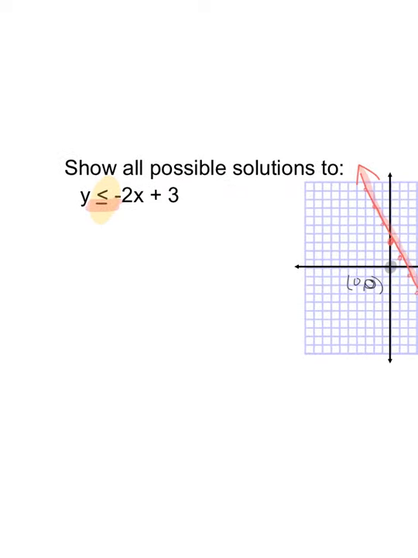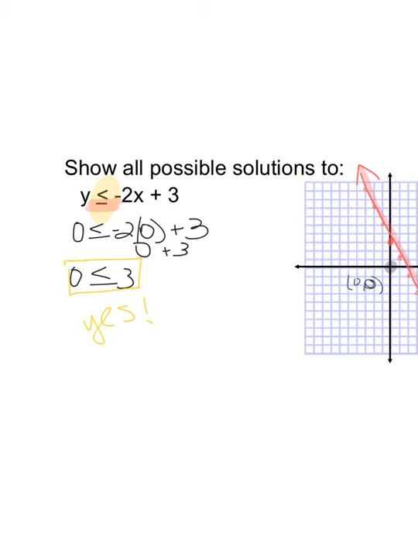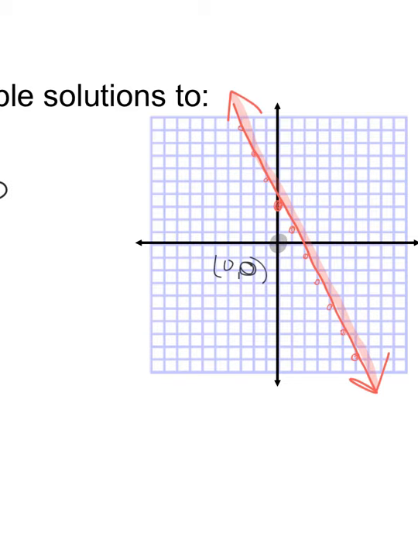So here we go. If we plug in 0, 0, replace the y with 0, replace the x with 0, and then we check, is 0 smaller than or equal to negative 2 times 0, which is 0, plus 3, which would be 3? Is 0 less than or equal to 3? Is 0 smaller than 3? Yes. So that coordinate worked. So when I go over here, 0, 0 is a true point.